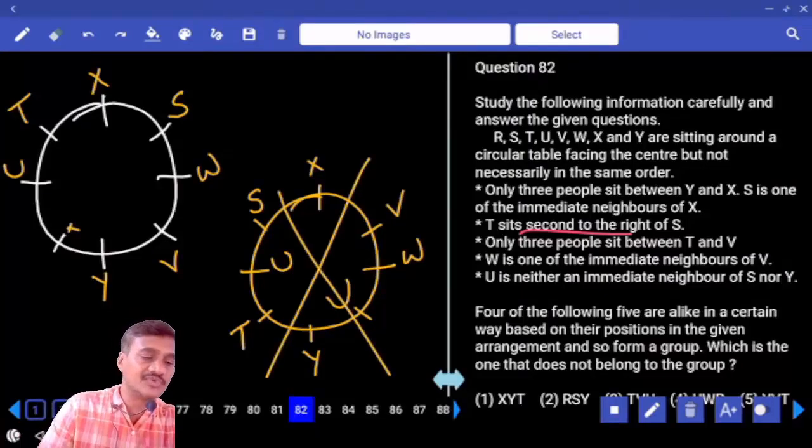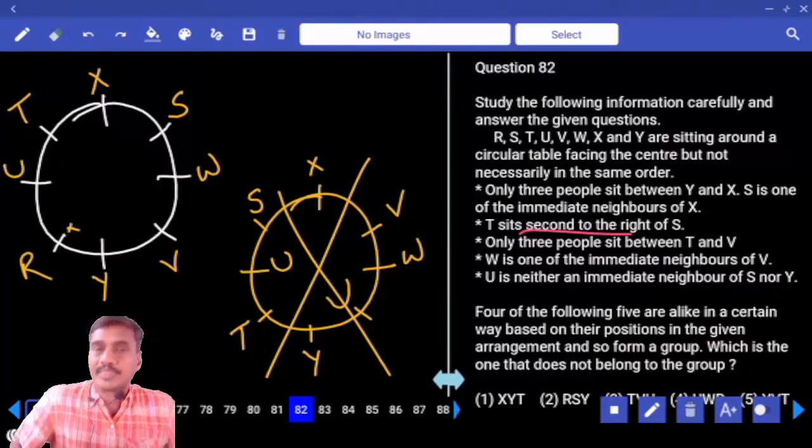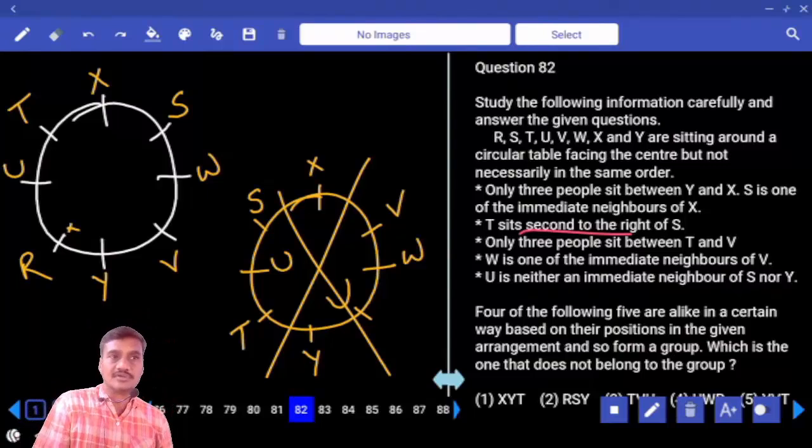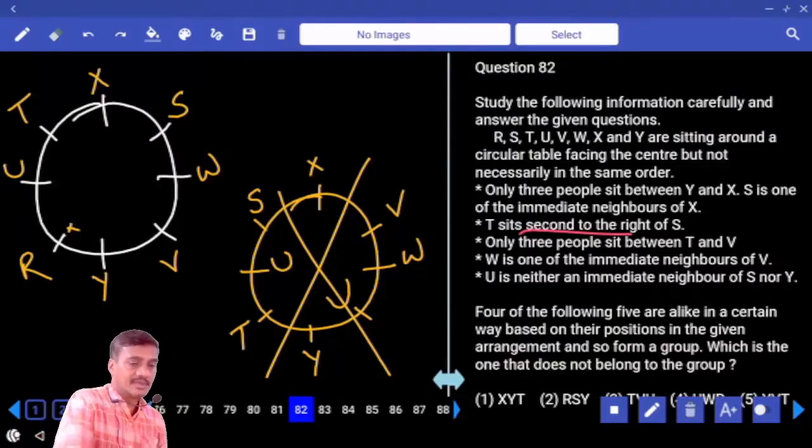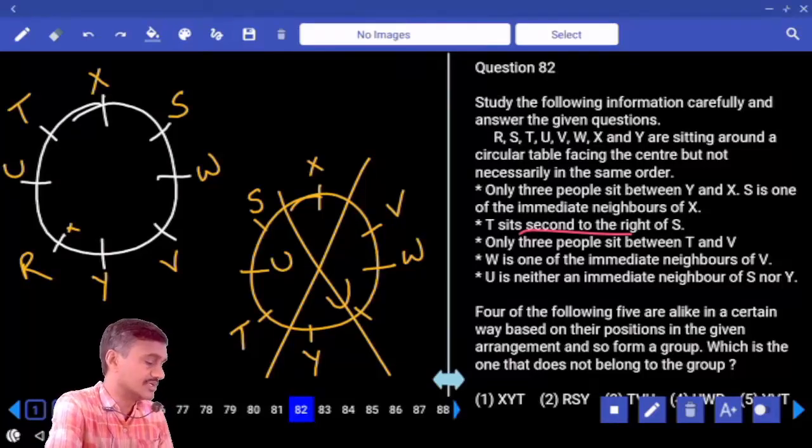Now we are left with the first case, and in the first case, the person who is left over is R. Done with this? Now this is the final arrangement we have. Next, according to this, how many questions were given? 5 questions, 82 to 86.